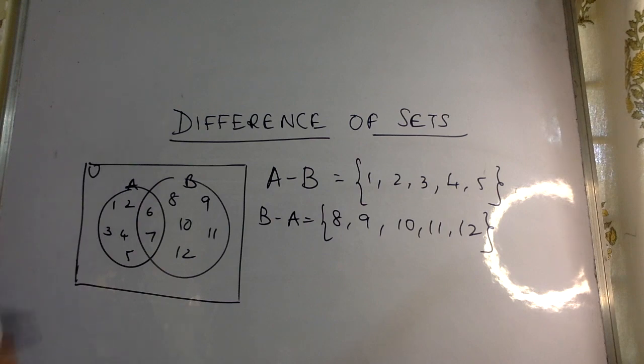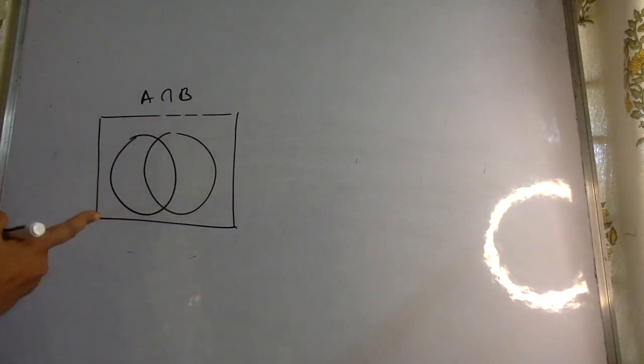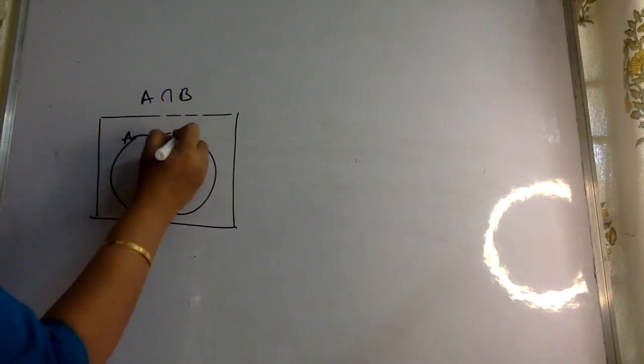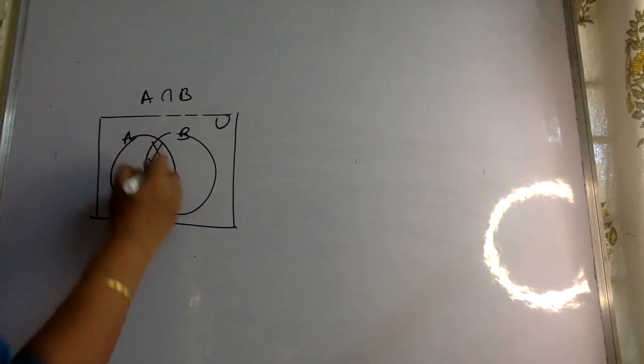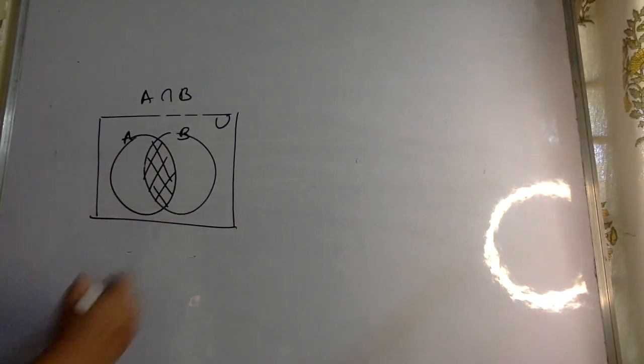Now we'll do one thing. I shall be shading all the areas for intersection, union, difference, disjoint, overlapping. So A intersection B. This is A, here is B, this is the universal set, and the shaded region is A intersection B.